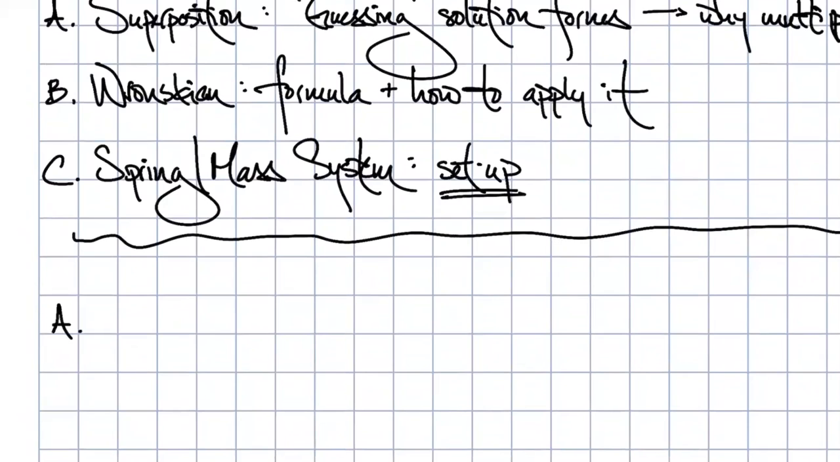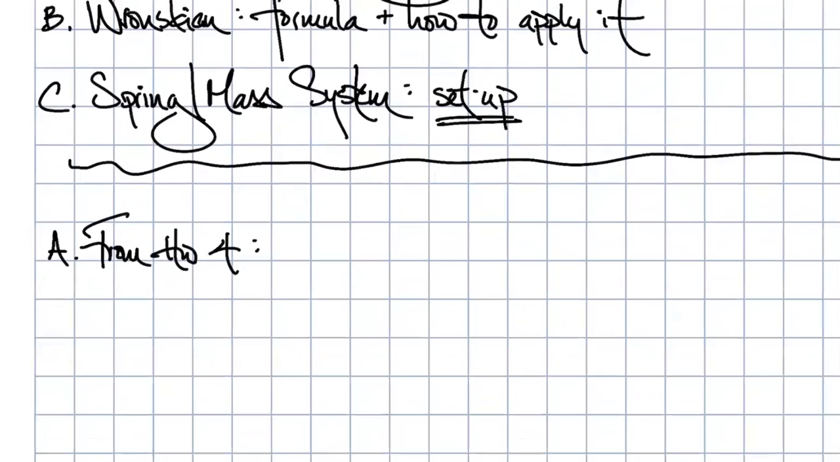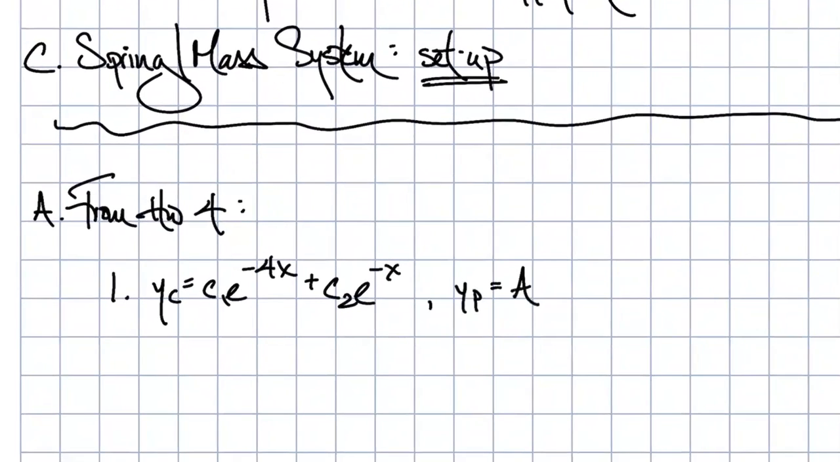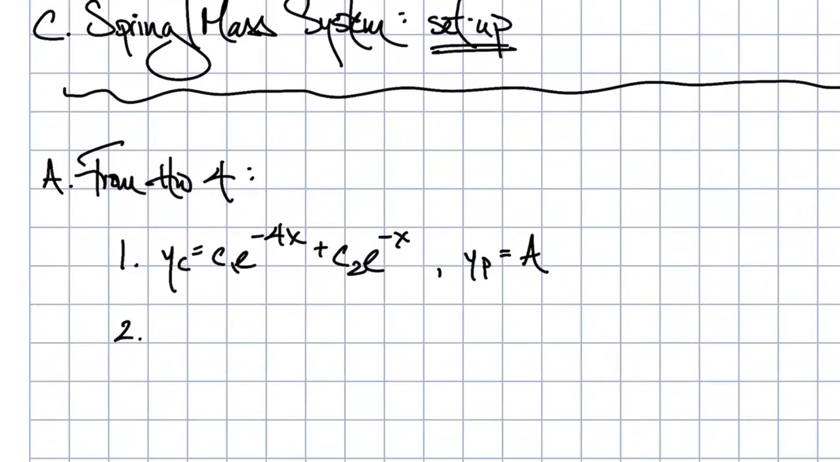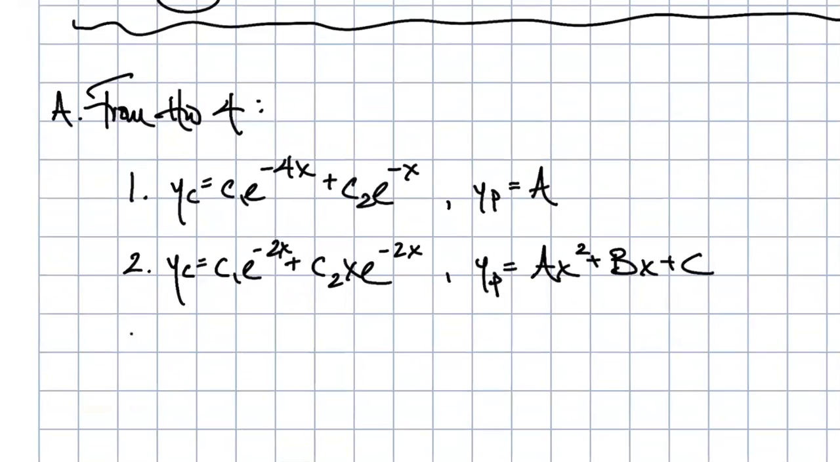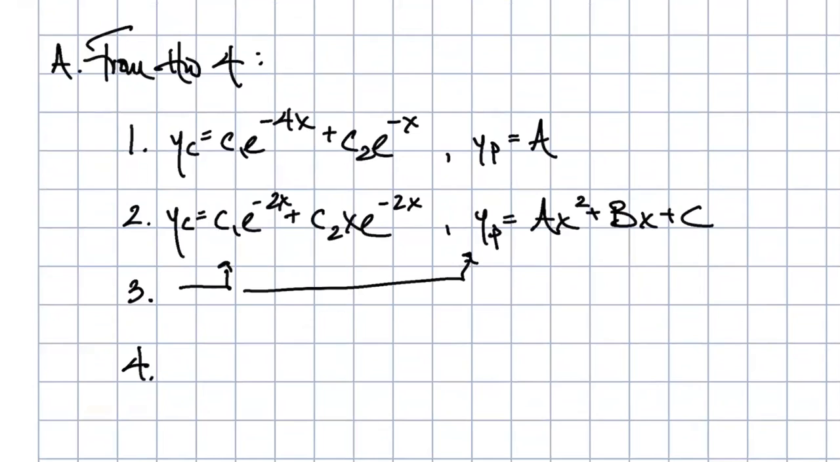All right, so when we're looking at the solutions, from homework 4, for question 1, we had a y sub c that was c1 e to the negative 4x plus c2 e to the negative x. And we had y sub p equals a. For number 2, we had y sub c equals c1 e to the negative 2x plus c2 x e to the negative 2x, and our y sub p was a quadratic guess. Number 3 was very similar in form. The numbers were different, but the forms were very similar.